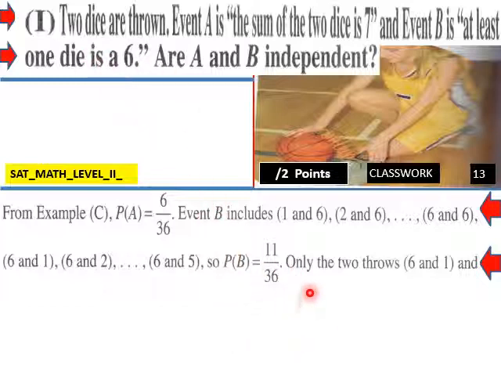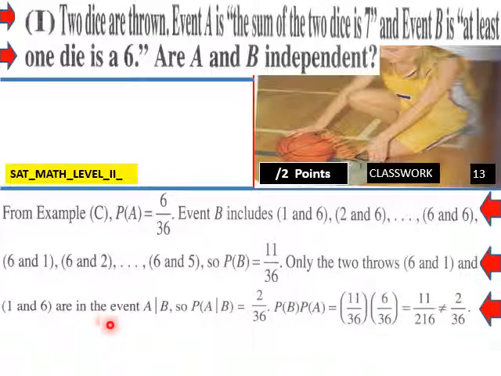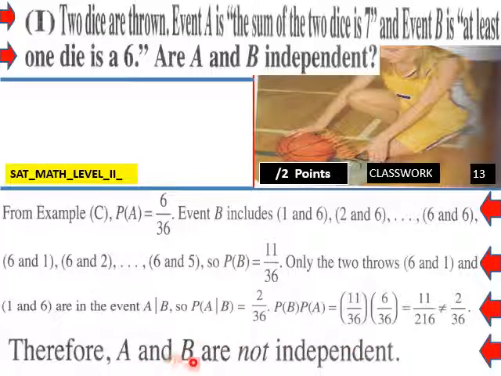There are 11 possibilities of that. Only the two throws, 6 and 1, and 1 and 6, are in event A given B. So the probability of A given B would equal 2 out of 36 in that situation. The probability of B multiplied by the probability of A would be 11 over 36 times 6 over 36, which equals 66 over 1296, or 11 over 216, which does not equal 2 over 36. Therefore, A and B are not independent.